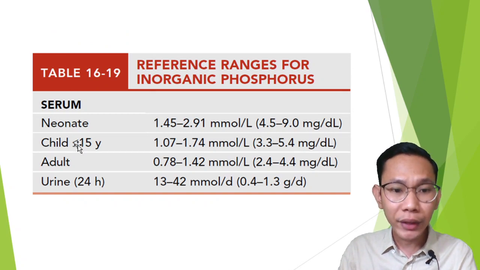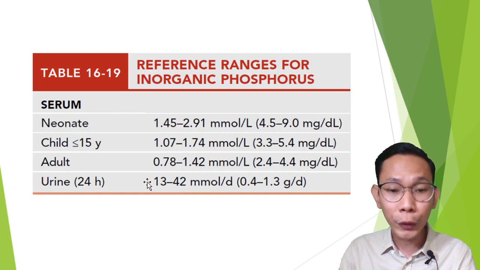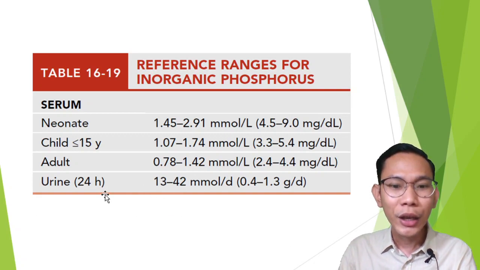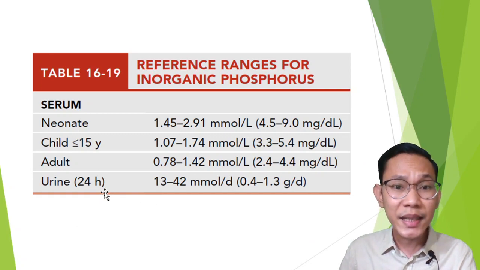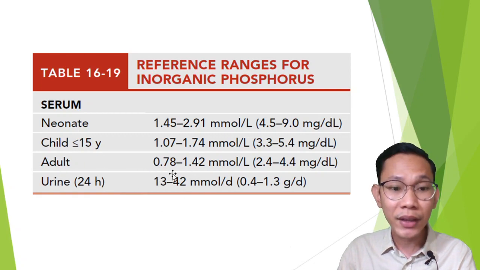So these are the different ranges of our inorganic phosphorus sa ating neonate, sa ating child, sa adult, and sa urine. Remember, bakit kaya mataas sa ating urine? 13 to 42, because remember your kidney is essential for the excretion of your phosphate. Kaya makita natin na mas mataas ang level sa ating urine. Kaya nga, pag nagkakaroon tayo ng chronic renal failure, anong mangyayari? Tumataas ang level ng ating phosphate kasi nga hindi siya na-excrete sa ating urine. That's why our kidney is very important in regulating your phosphate.